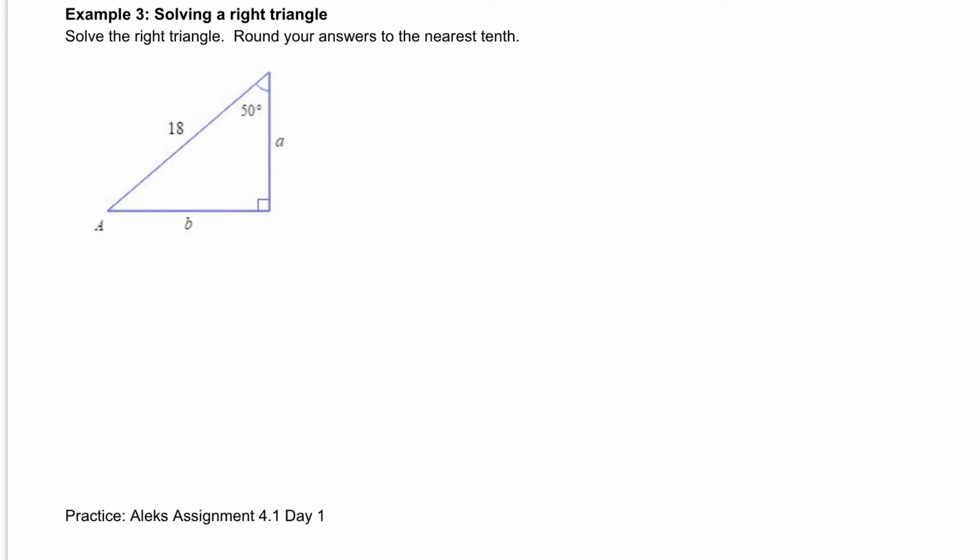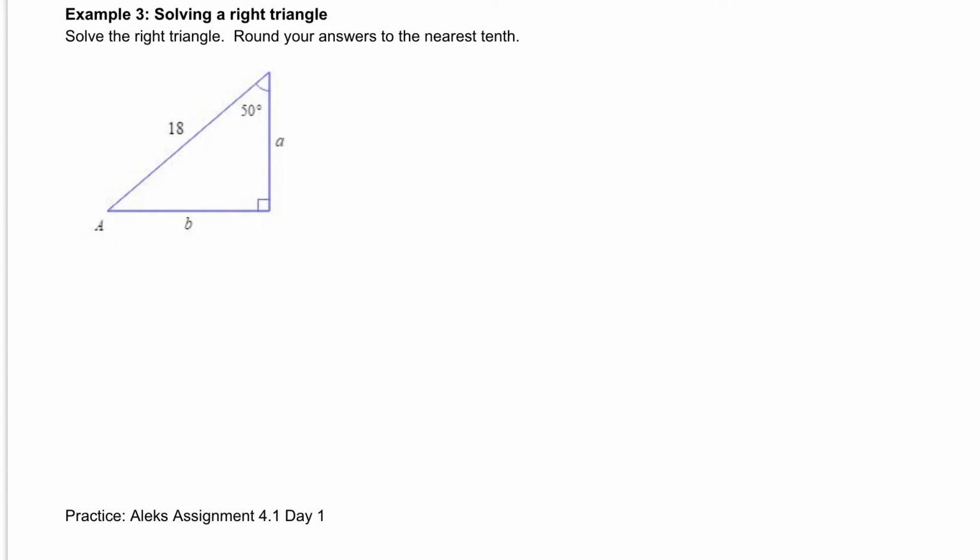In example 3, we want to solve the right triangle. When it says solve the right triangle, that means we want to find any missing information. So if we take a look, we're missing angle A right here, and we're missing the lengths of little a and little b. The first thing, if we have two of our angles and we're missing the third, let's go ahead and find our angle first.